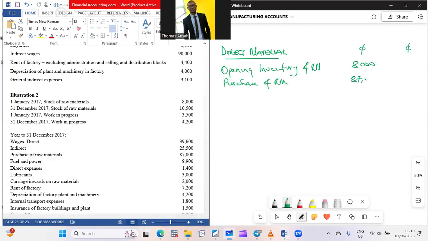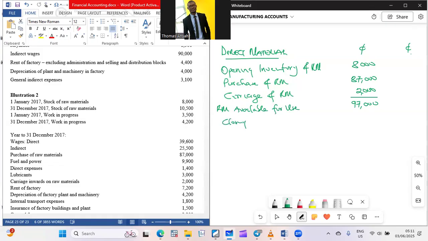87. Is there any carriage on that raw material? Oh, good. So, is there any return outwards of raw materials? If you see those, you subtract, but I guess we don't have. All right, so this one will give us our total materials available for use, and that is 97,000, right? So raw materials available for use.